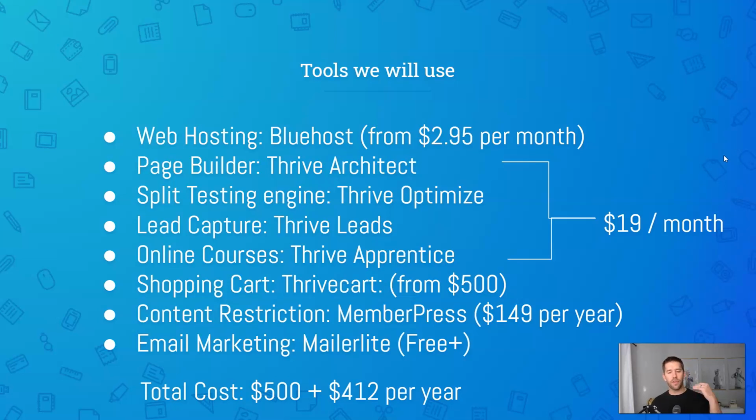Next is, when somebody buys your course on Thrivecart, how do we actually protect the content and lock out people who have not given us money? So we're going to use a content restriction plugin called MemberPress. It's very affordable, $150 per year, so that works out to just a few bucks per month. No big deal there.